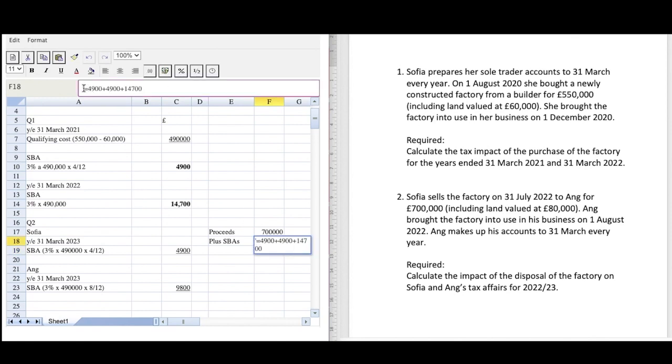So in total then, that's £24,500. So adding that together then, we get an amount of £724,500. We're going to deduct from that the original cost, which was 550,000.